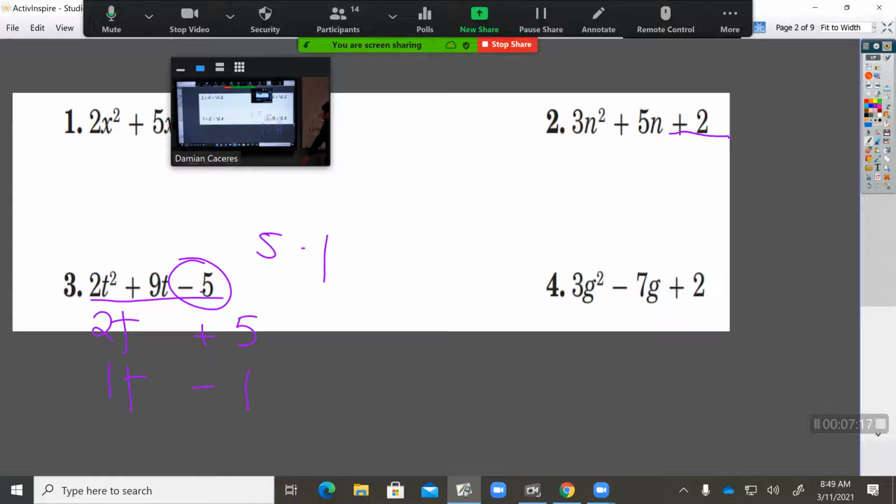Now we cross multiply, see if we get positive 9. If the number's wrong when we do, we switch the numbers. So let's try it. 2t times negative 1, negative 2t. 1 times positive 5, positive 5t. That gives you positive 3t. Is positive 3t in the middle?